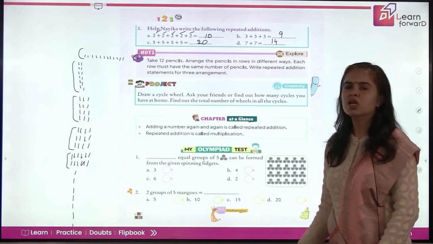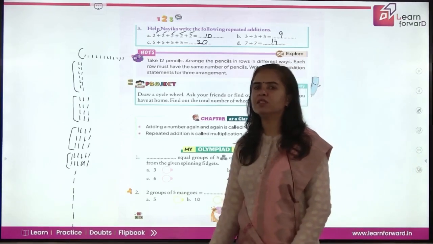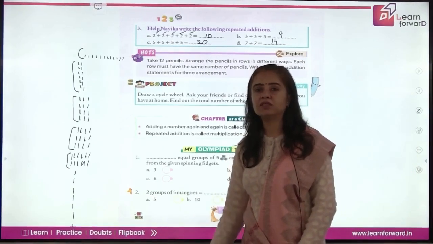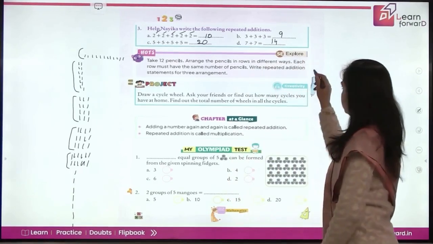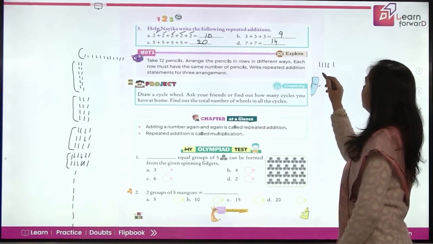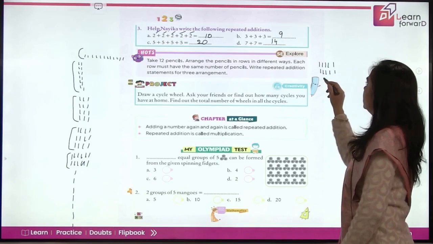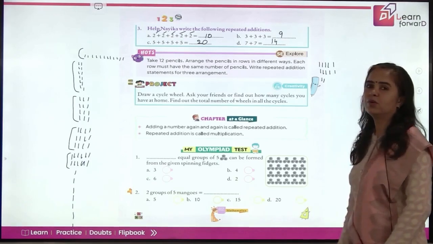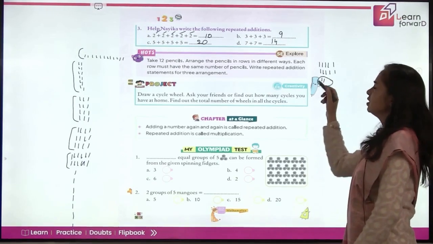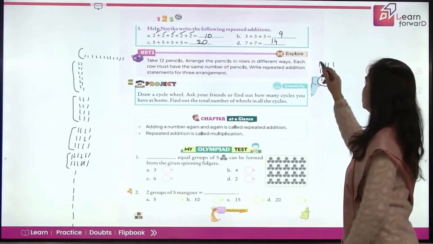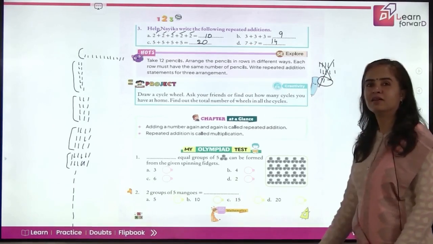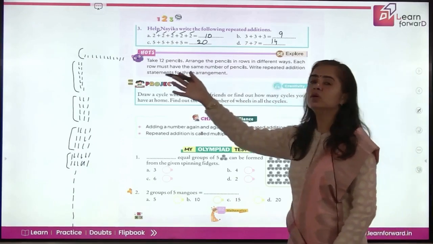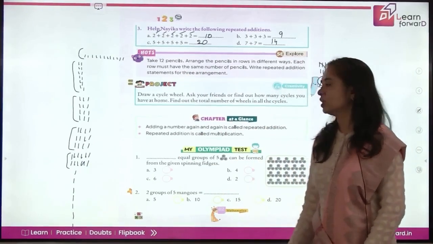of pencils. So tell me, can you arrange 5 pencils also in groups if you have 12 pencils? Let's see. 1, 2, 3, 4, 5, 6, 7, 8, 9, 10, 11, 12. No, because in this group there will be just 2 pencils left. So it is not possible, right? So this is how we do equal grouping of things.